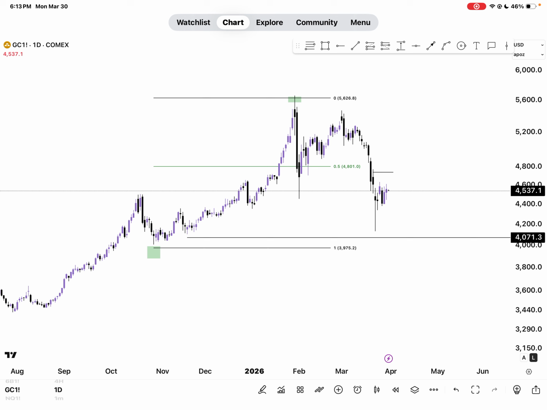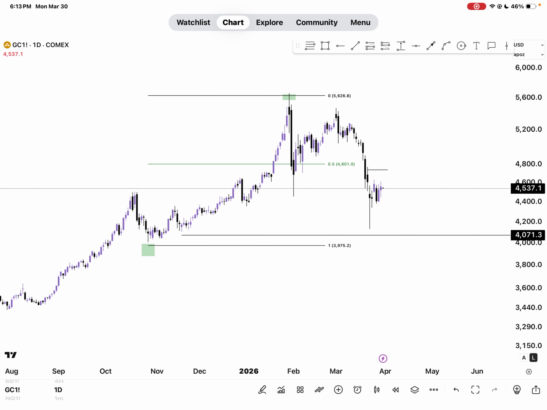Looking at gold, not much to say. We're just still consolidating inside of this range. As expected, we're inside of a range. So yeah, we'll just wait for more price action to play out.